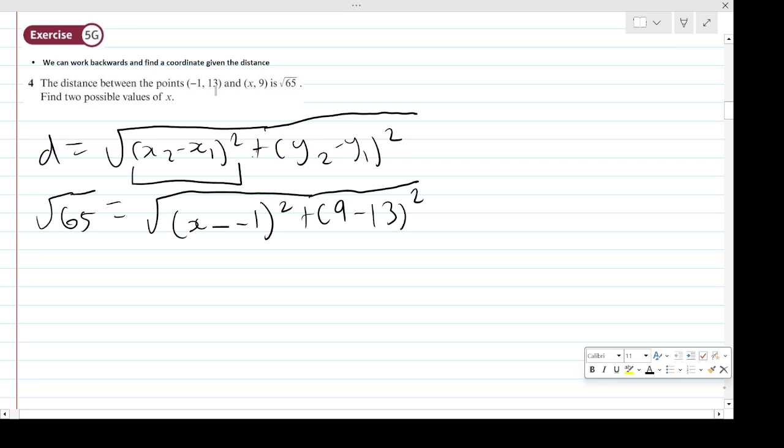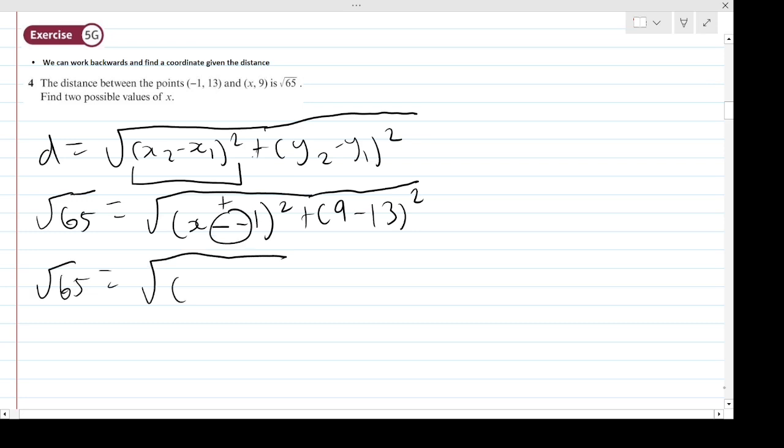Anyway, we can work this out then. So we have root 65 equals the root of, well, x minus of minus 1 is a plus, so we have x plus 1 squared, plus 9 minus 13 is minus 4 squared, but again that'd be plus 16 in the end. And we actually can't do anything more as it is.